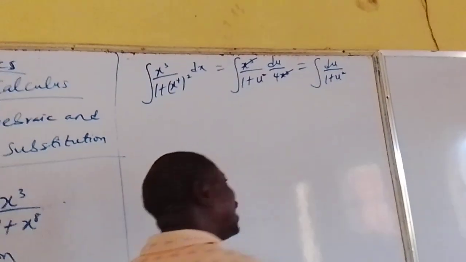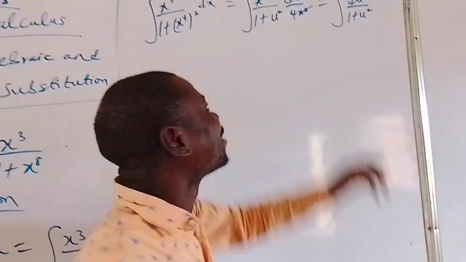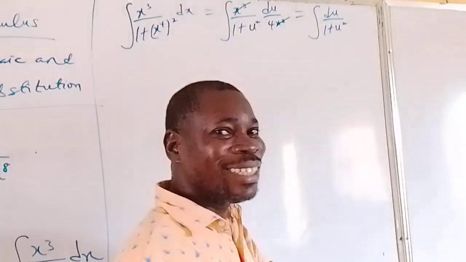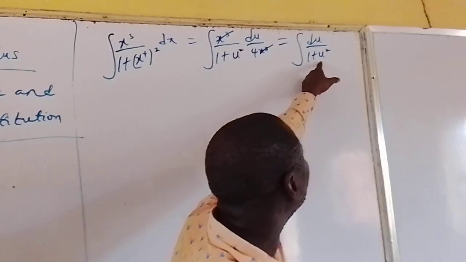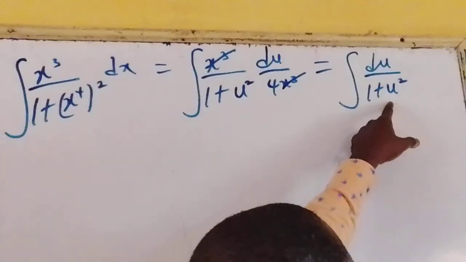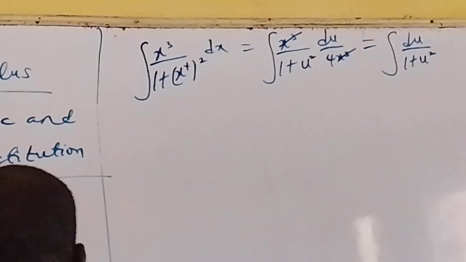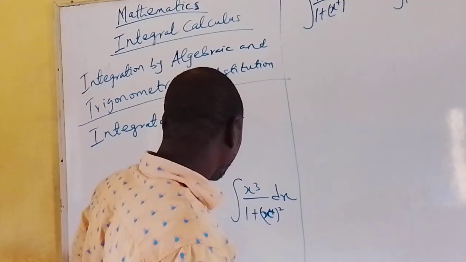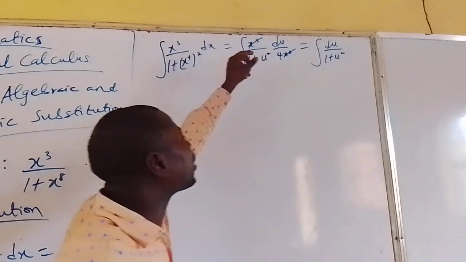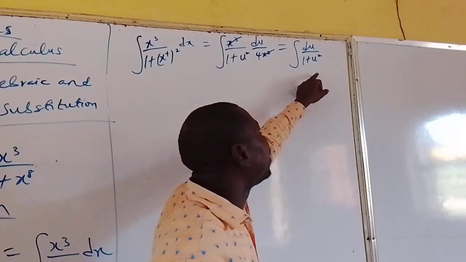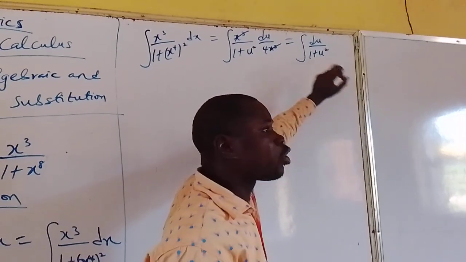So now, this has led us to another substitution. Interesting. Now, this type of integral, we are going to use trig substitution. Initially, we used algebraic substitution, and using algebraic substitution, we arrive at another form of integral, leading us to trig substitution.